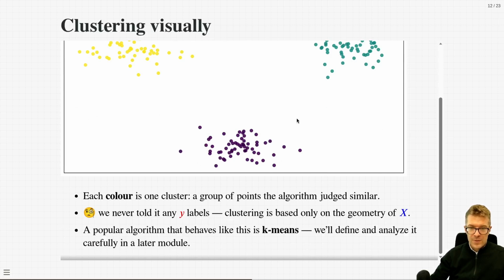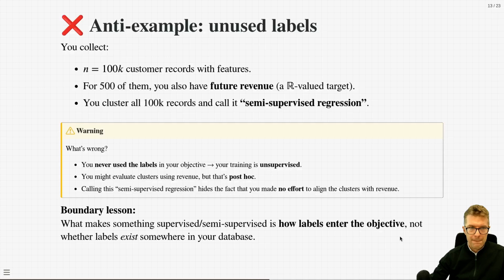So each of these colors represents a cluster. These are groups of points that the algorithm judged to be similar according to some measure. Again, we didn't provide any labels. Any clustering is only based on the geometry of X, so the horizontal and vertical position of the dots. And k-means is super popular. We'll define it and analyze it carefully in a later module. It's not necessarily the best in all situations, but it's very popular.